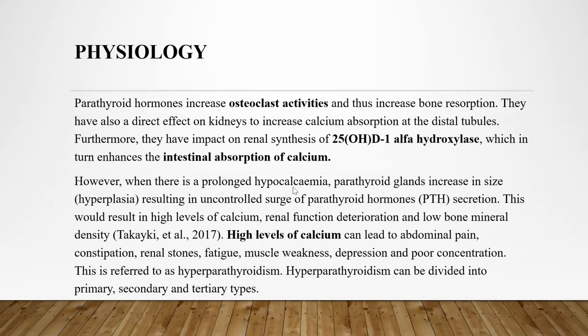Okay, so this is the normal pathophysiology, but if we have prolonged hypocalcemia, this can lead to the parathyroid glands becoming hypertrophied or hyperplastic, increasing in size, and this can result in an uncontrolled surge of parathyroid hormone, and this can result in primary hyperparathyroidism. High levels of calcium can lead to abdominal pain, constipation, renal stones, fatigue, muscle weakness, depression, and poor concentration. So these are the symptoms of high calcium levels.